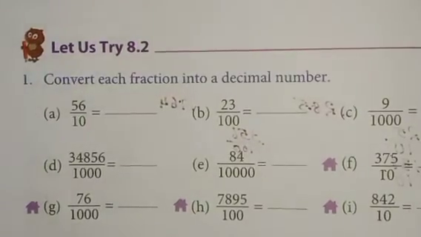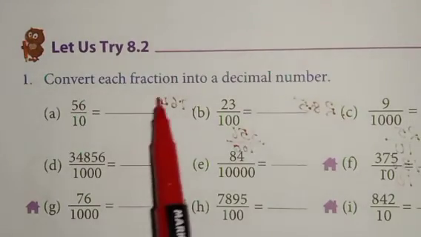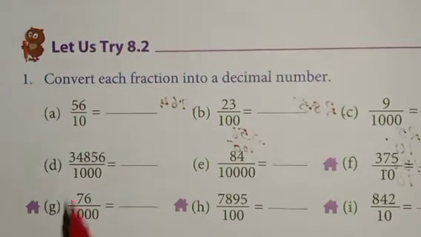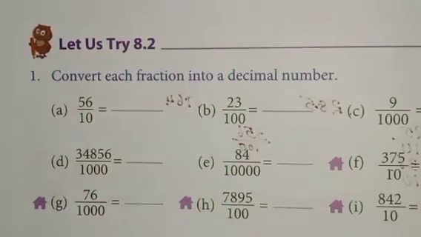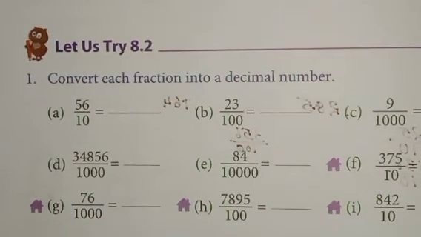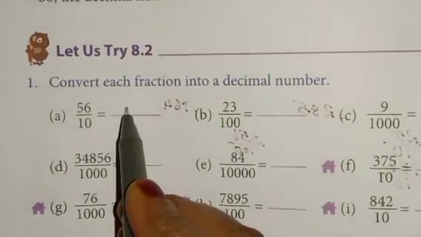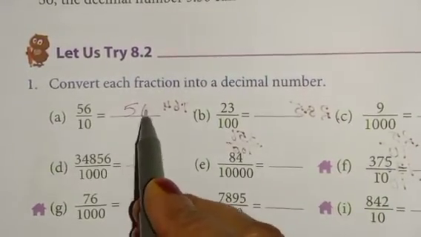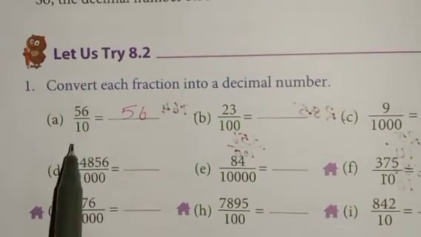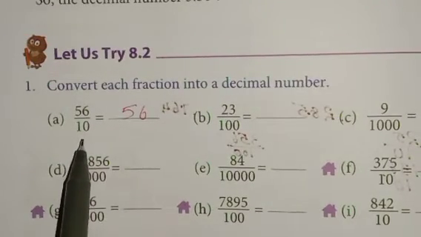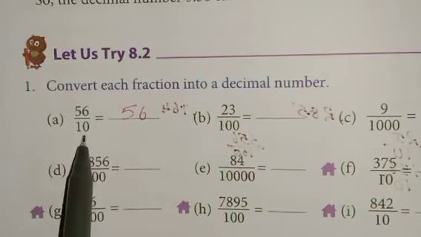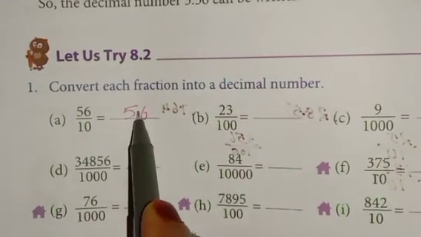Next, page number 32. Convert each fraction into a decimal number. Here the fractions are there, and you have to convert them into decimal numbers. How will you convert? First one, 56 by 10. First you write the number here, 56. Then first you look at the denominator. What is the denominator? 10. So 10, how many zeros? Only one zero. So I told you, you can put the point here.